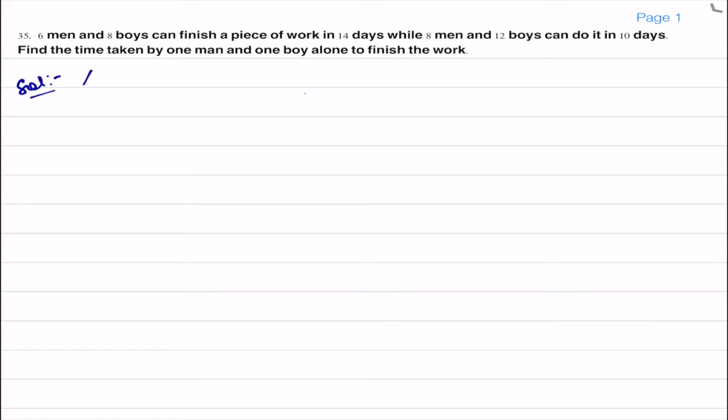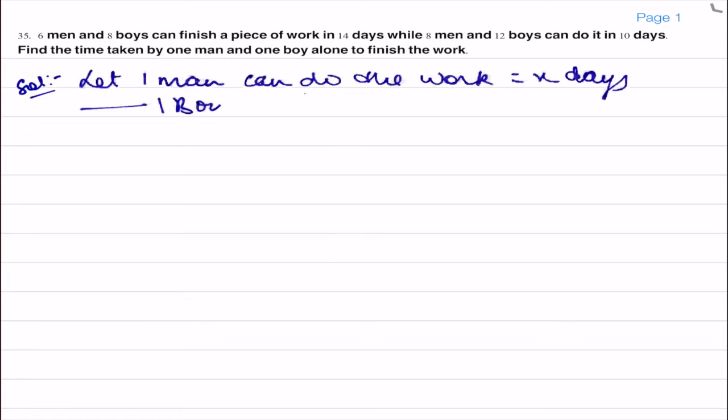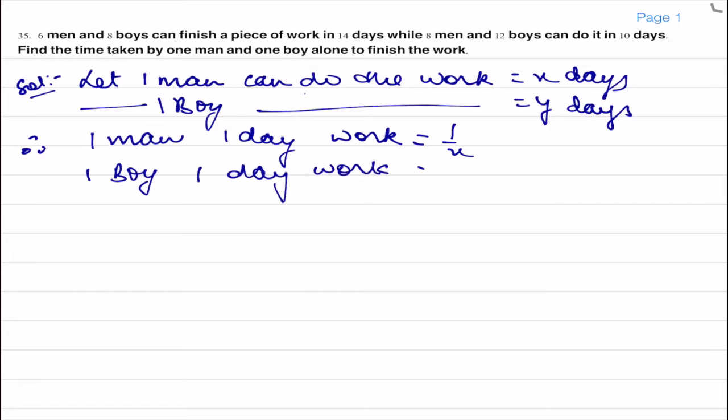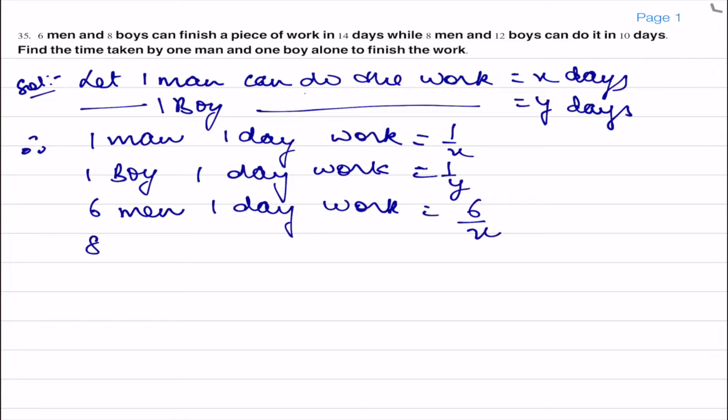So first we'll take, let 1 man can do the work in x days and 1 boy can finish his work in y days. So if a man takes x days to finish his work, his 1 day work will be 1 upon x, and 1 boy's 1 day work will be 1 by y. So this is 1 man and 1 boy's 1 day work, and the question is 6 men. So the 1 day work of 6 men together is 6 by x, and 8 boys' 1 day work will be 8 upon y.